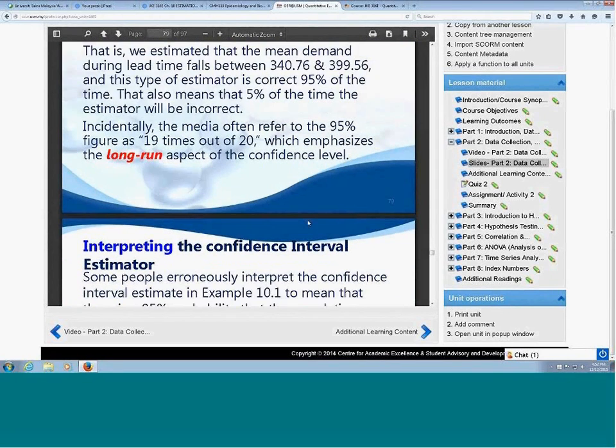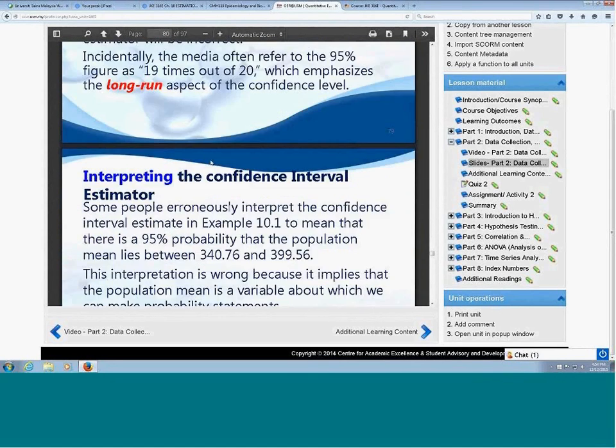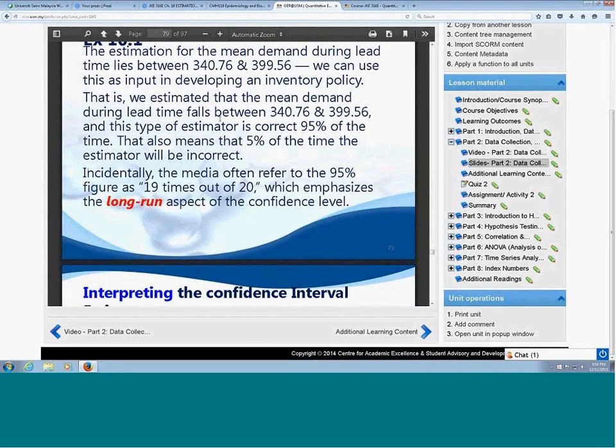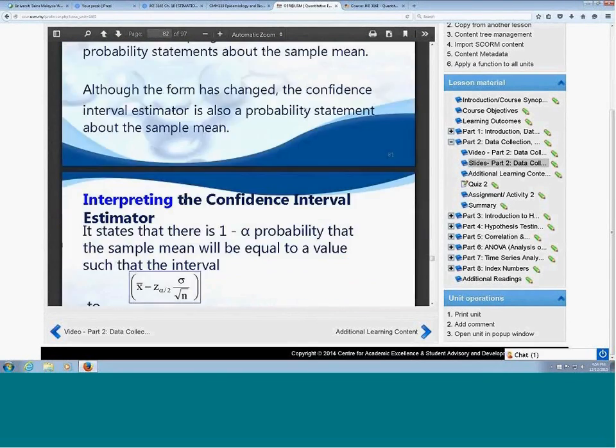So this way is wrong. When you interpret that the interval estimate just now means there is a 95% probability that the population mean lies between, that is wrong, because it's not correct. The correct interpretation is this one. In English the meaning is a little different, so you have to follow it exactly. If in Malay, also try. I prefer English, because it will be different.